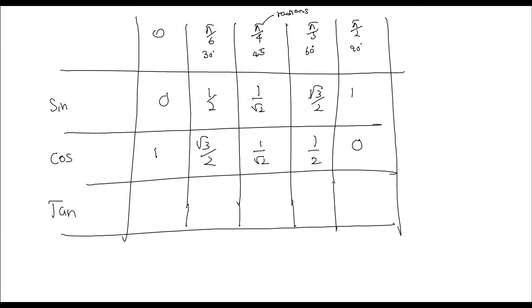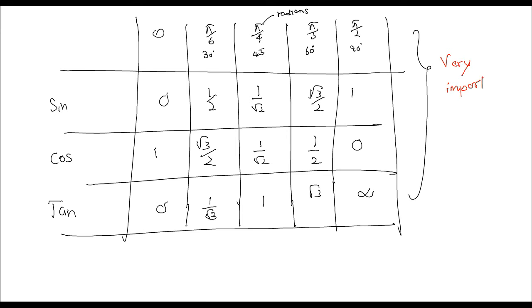So tan is 0, 1 over root 3, 1, root 3, and infinity. This is very important to remember, because you will use this to find sine, cosine, tan values of other angles. We'll do one example.